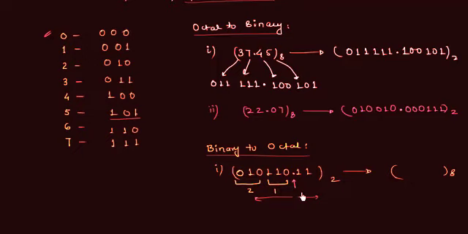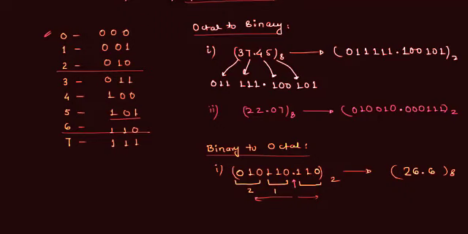And now we will move to fractional part. We have to start from left and move to right. So the first group for the fractional part will have 110. Adding 0 here will make no change in the number. Now I will use this table. 010 is 2. 110 is 6. Then I have point. And 110 is again equal to 6. So the octal equivalent of this binary number is 26.6.